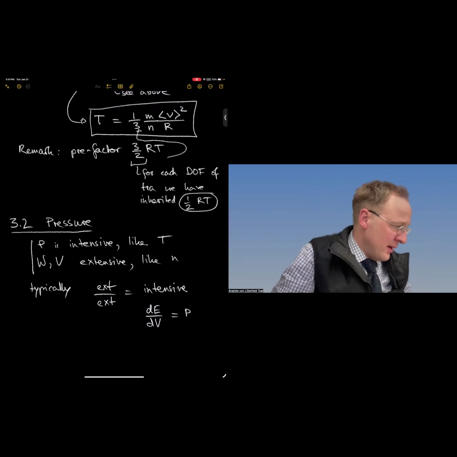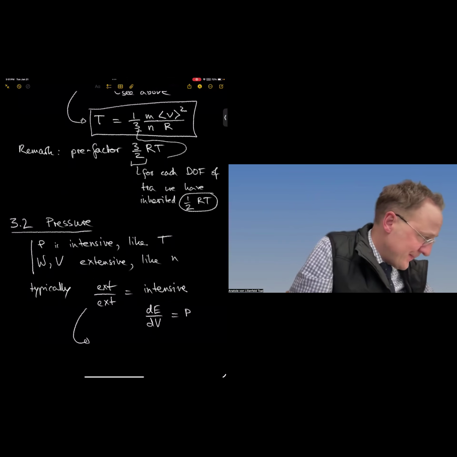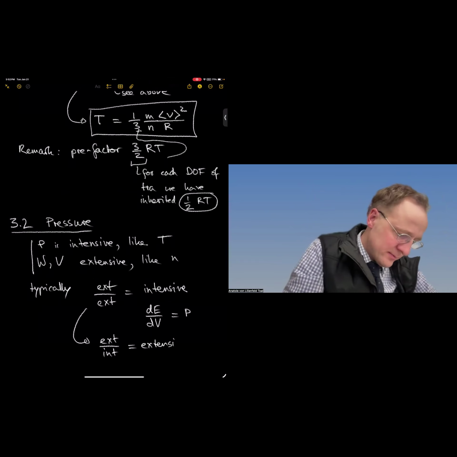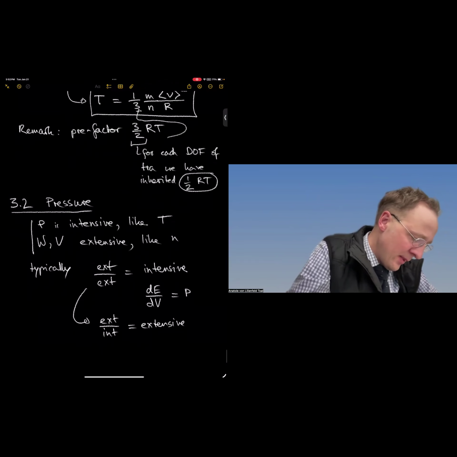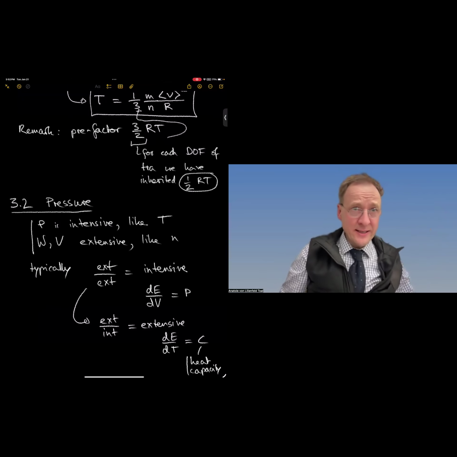Now I rearrange this equation, right? And I consider extensive divided by intensive. Then you get something extensive, right? So for example, dE dT gives you heat capacity. And hence heat capacity is extensive.